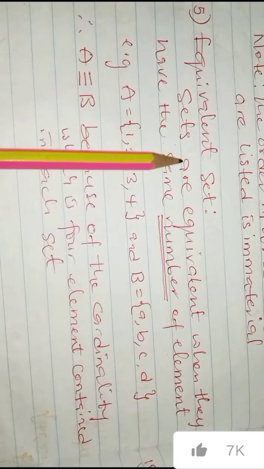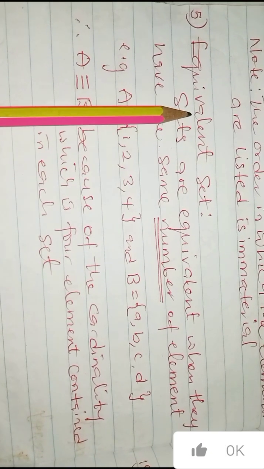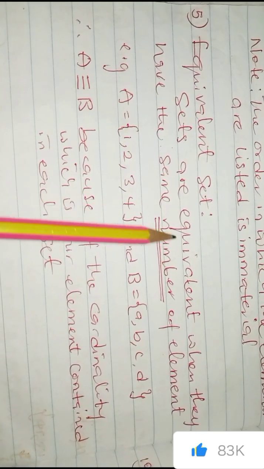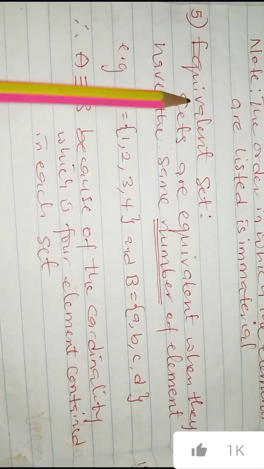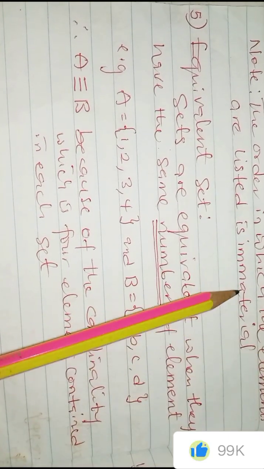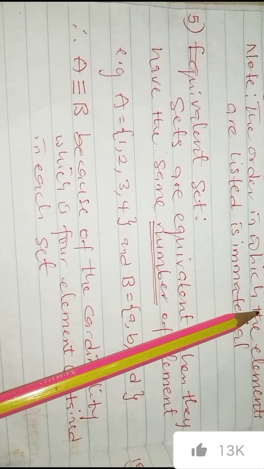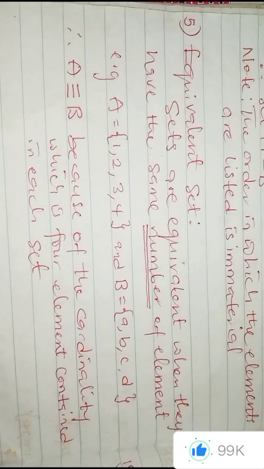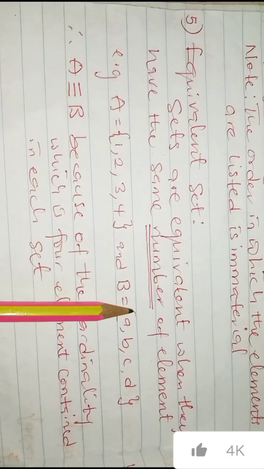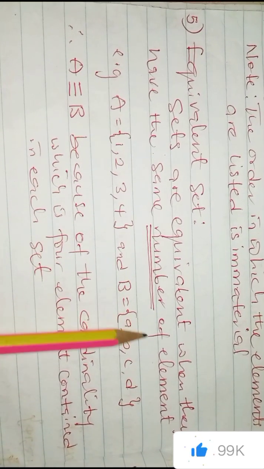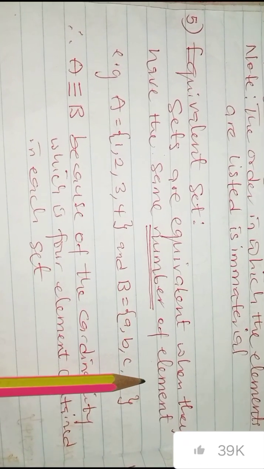Okay, the next one is equivalent set. Now we just finished talking about equal set. What is the difference between equal set and equivalent set? Let's define. Sets are equivalent when they have the same number of elements. Now take note, what the other one says is when they have the same elements. But this one must be the same number of elements, not just the same elements but the same number of elements. We can say they are equivalent.